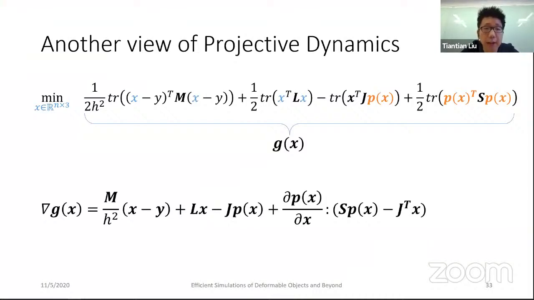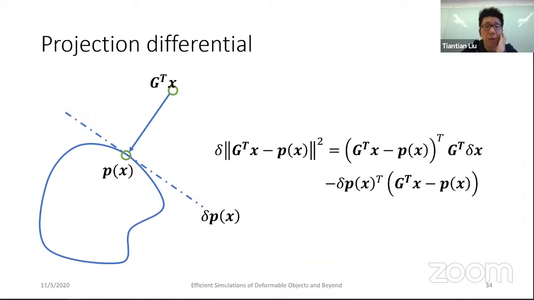Since we have no idea how to minimize this nonlinear problem, we can at first compute its gradient. So the first part of the gradient is very nice and clean and somewhat familiar to us, but the second part contains the tensor, which is the derivative of Px over X. It's a little bit intimidating. So what can we do about it? Well, turns out we don't need to do anything about it, since the second part is always zero in projective dynamics.